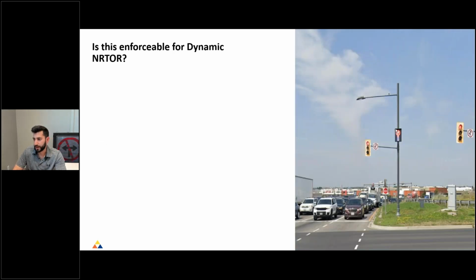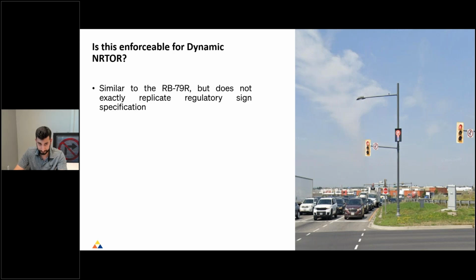And then we look at another sign. Well, this looks very similar to the RB79R. I mean, you've got the exact same signage here, but is it enforceable for dynamic no right-hand turn on red? The main problem we're having with this sign is the color is off. They don't have an illuminated background. It's a black background. So that is the main concern here. You have to have the exact same style of the RB79R. You must replicate it exactly in its entirety.